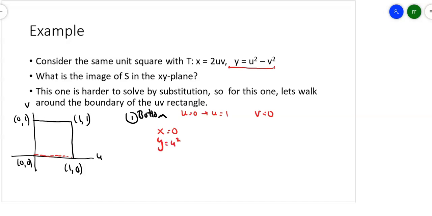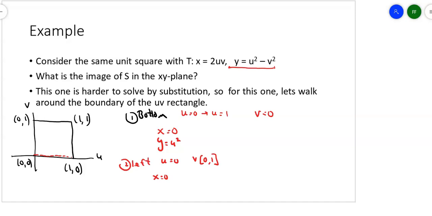All right, let's look at the left side. What's happening to the u values? The u values are 0. The v values are going from 0 to 1. So again, if I come back here, the x-coordinate is still 0.